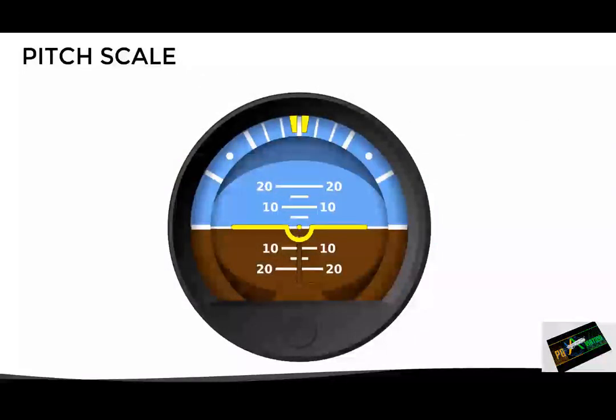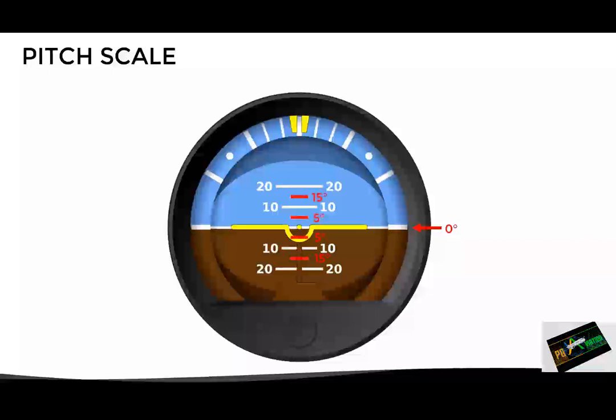The pitch angle is indicated by this little point in the middle of the miniature aircraft. In this case, as we can see, the point is right on the horizon line, which indicates a pitch of 0 degrees. On the pitch scale, the long lines represent increments of 10 degrees of pitch, either up or down, while the short lines represent increments of 5 degrees.